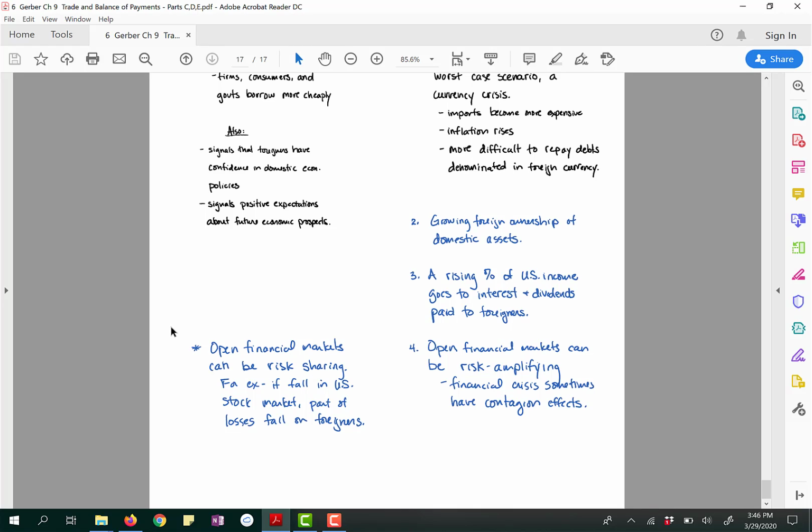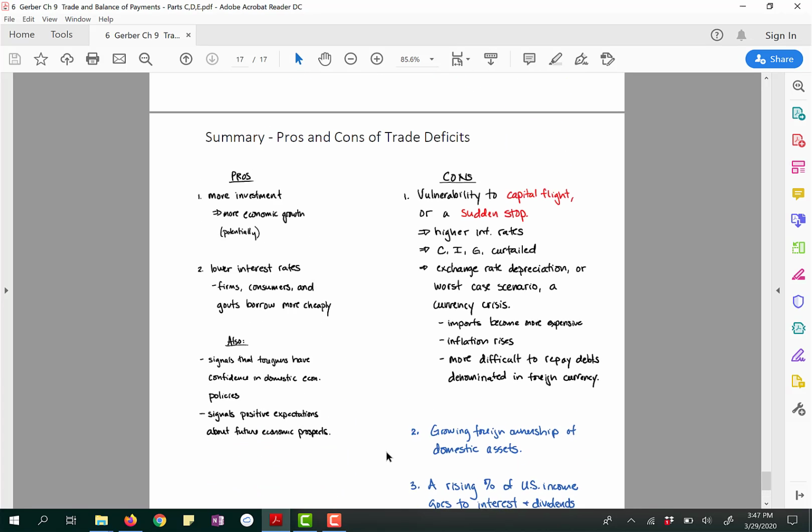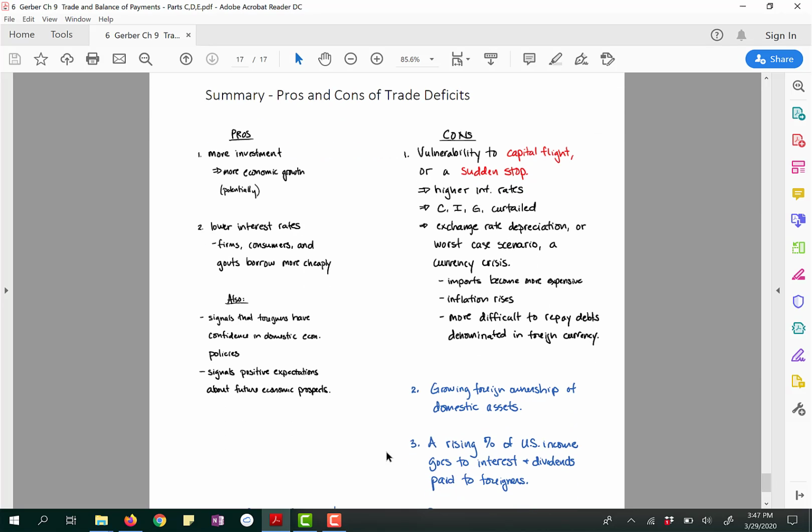One last aspect, open financial markets can be risk amplifying. So sometimes financial crises have contagion effects. That means they go from one country to another country quickly. We'll talk about that in chapter 12. But a good thing about open financial markets is that they can also be risk sharing. So for example, if we have a fall in the US stock market, as we are right now, part of the losses are borne by foreigners. Okay, that concludes our discussion of the pros and cons of trade deficits.